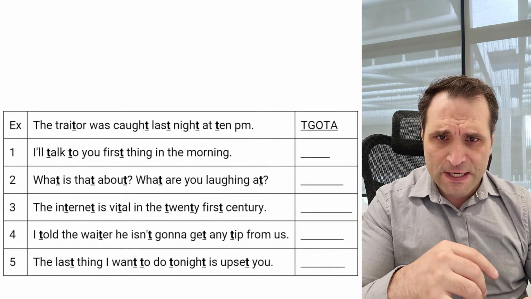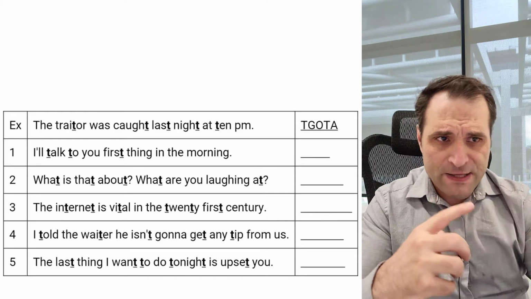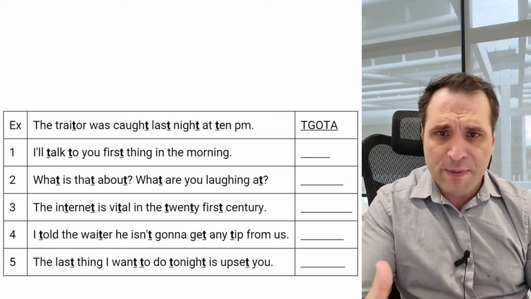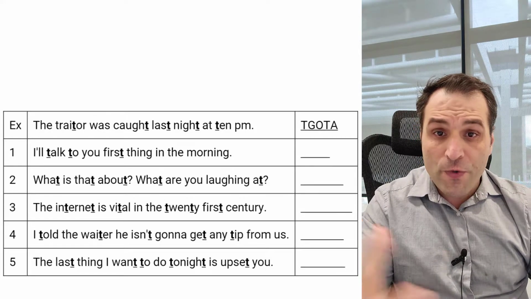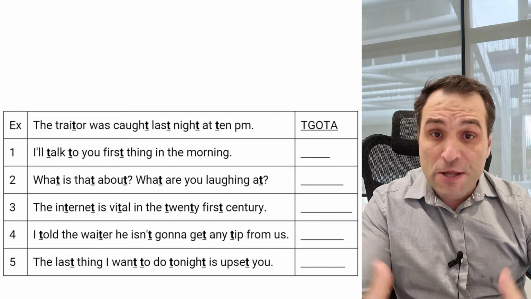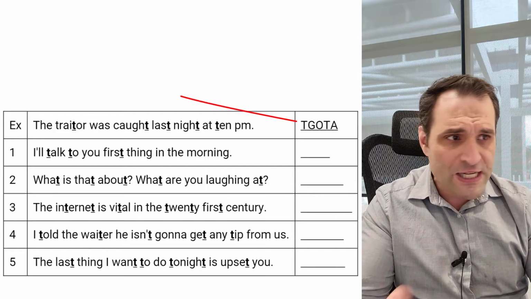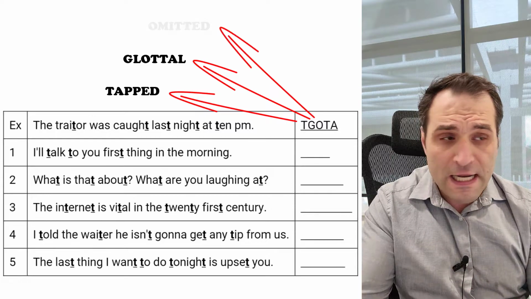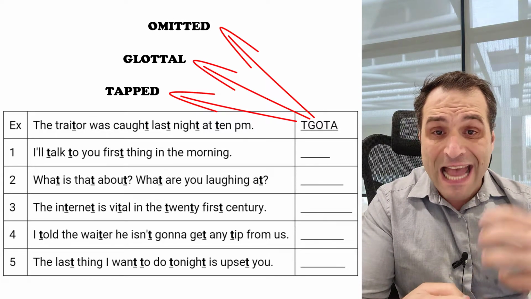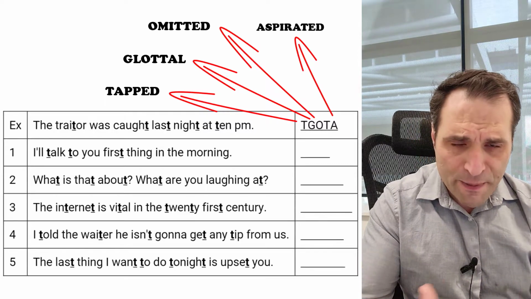Now let's go through some sentences. And what I would like you to do, just like I did with the example you can see on the screen: "The trader was caught last night at 10 p.m." And you can see the T-G-O-T-A. They refer to the ways, the methods, in which we are changing the pronunciation of T. T is tapped, G is glottal or glottalized, O is omitted, T again for tapped, and A is aspirated. That's what I would like you to do. You can work with me if you want. You can grab a pen and a piece of paper.